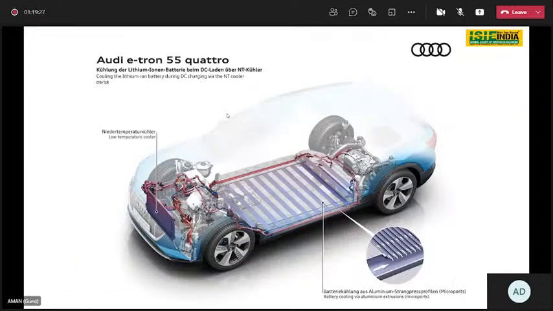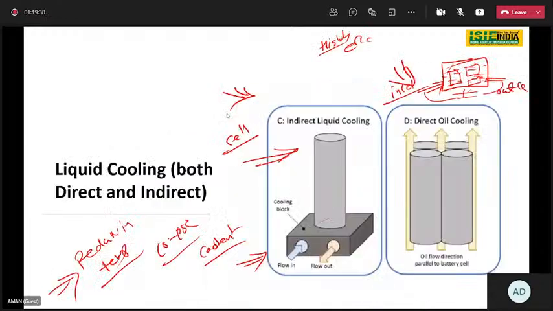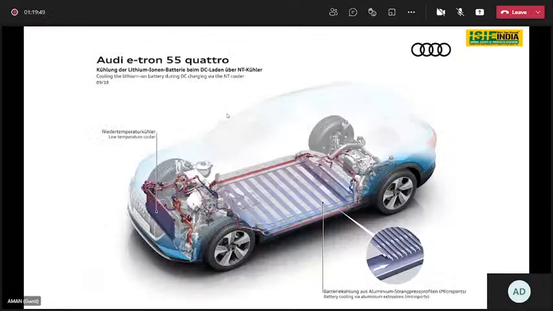So this is one example, the Audi e-tron 55. They are working on indirect cooling, as we discussed in the slide, where one part is exposed and we flow some coolant which helps reduce the overall temperature of the cell and the battery pack. Here there is a low temperature cooler, and one fan which dissipates this heat into the atmosphere.